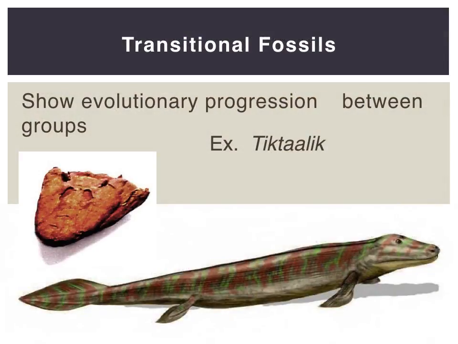We can look at transitional fossils, which are fossils or organisms that show the intermediate states between an ancestral form and that of its descendants. There are a bunch of different examples of transitional forms in the fossil record, including this one here, the Tiktaalik. So we are able to see the evolutionary progression between groups of different animals.